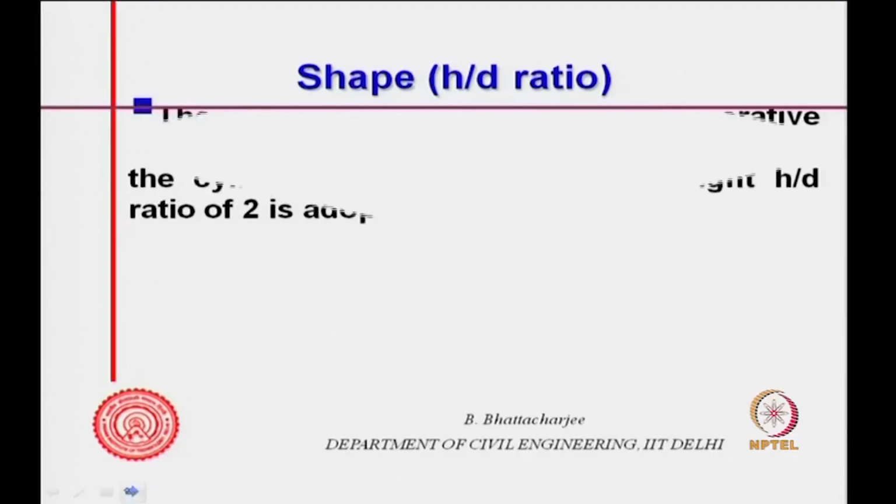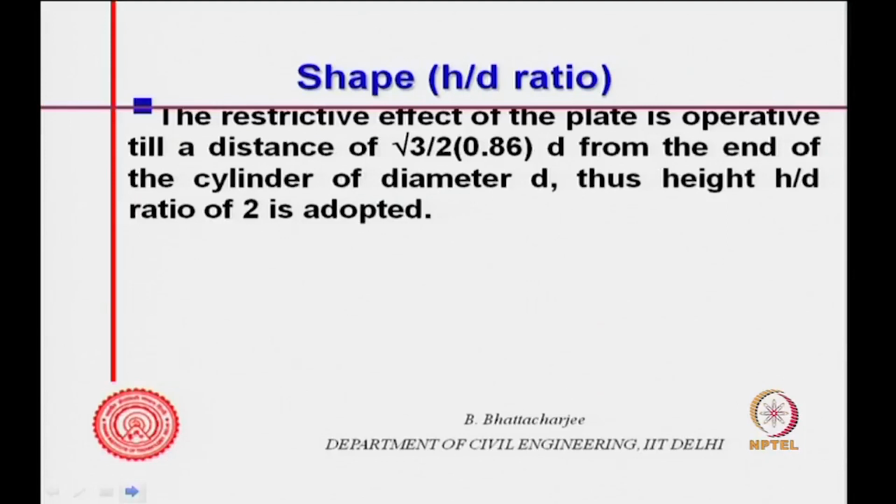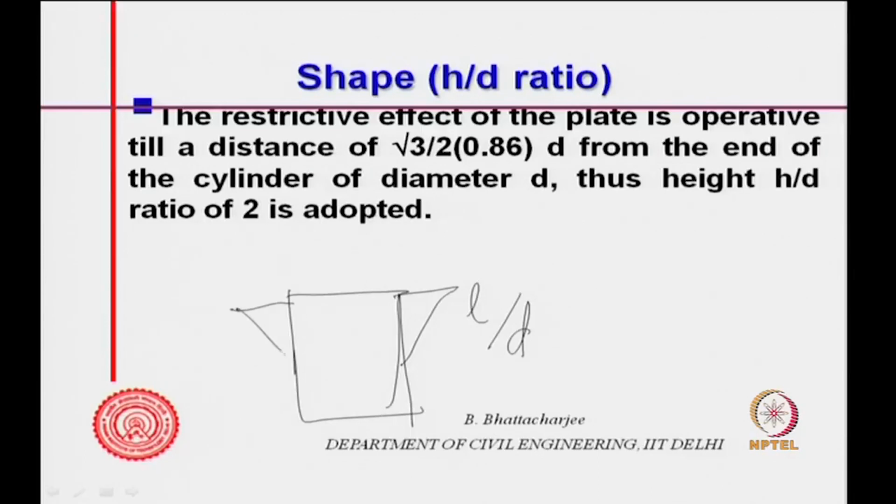Due to the platen effect it is like this, but the restrictive effect is limited up to a certain distance from the plate. If this is your specimen, what is important is L by D. Up to a certain portion this platen effect is effective. It does not act over the full length, it acts up to a certain point, and in this direction also it will be there.